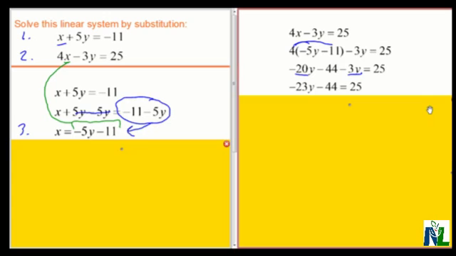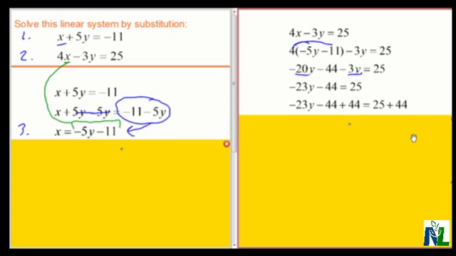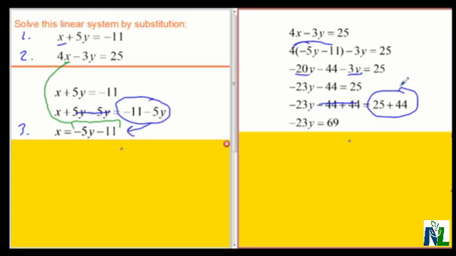Now I want to get y by itself on the left-hand side. So the first thing I'm going to do here is add 44 to the left-hand side. But if I add 44 to the left-hand side, I must also add 44 to the right-hand side. Minus 44 and the plus 44 will be 0. So on the left-hand side, negative 23y plus 0 is just negative 23y. And on the right-hand side, 25 plus 44 is 69. So I get negative 23y equals 69.